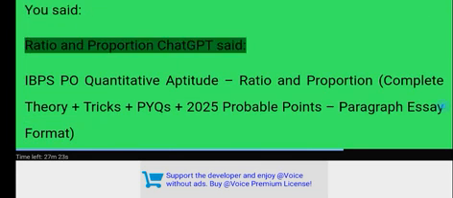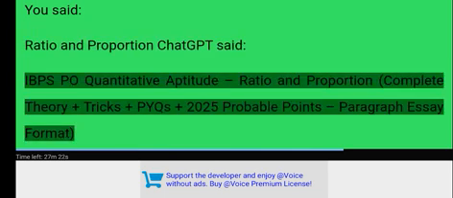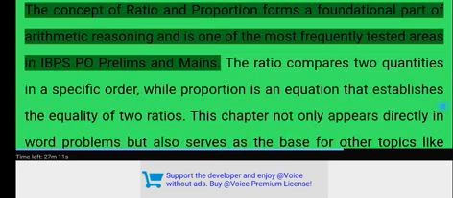Ratio and proportion. IBPS PO Quantitative Aptitude, Ratio and Proportion: complete theory plus tricks plus PYQs plus 2025 probable points, in paragraph essay format. The concept of ratio and proportion forms a foundational part of arithmetic reasoning and is one of the most frequently tested areas in IBPS PO prelims and mains.